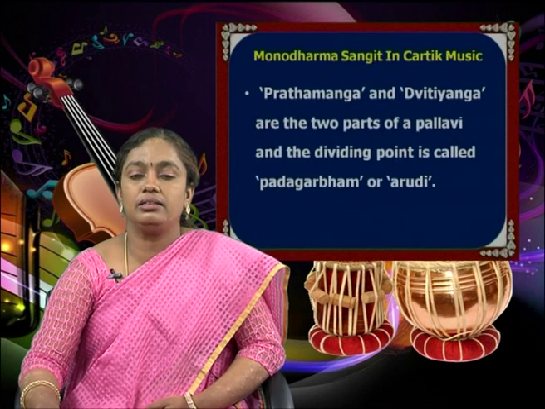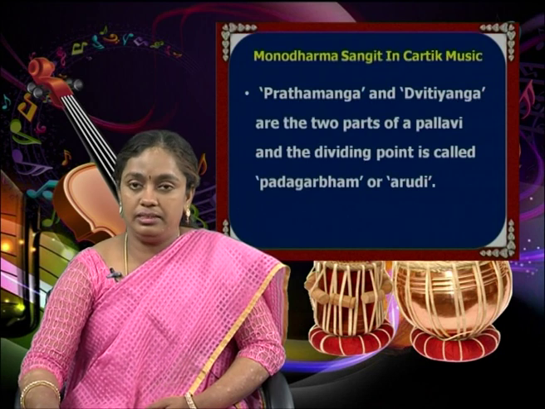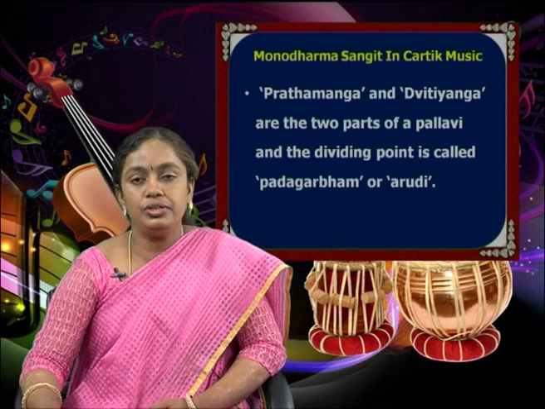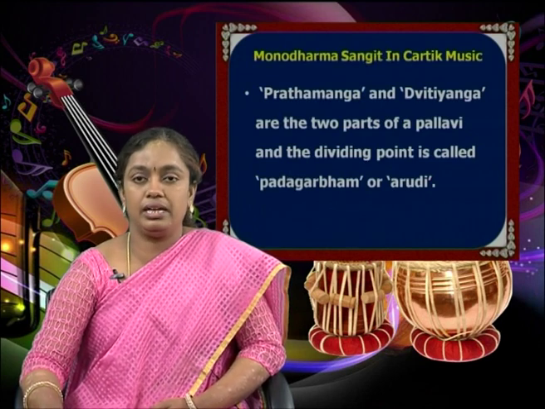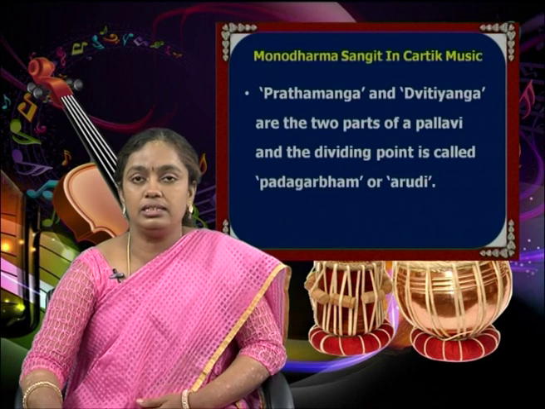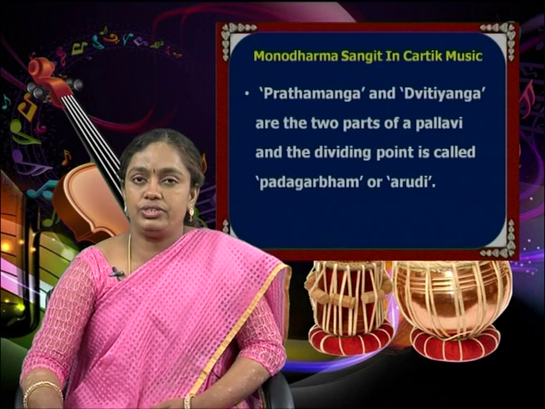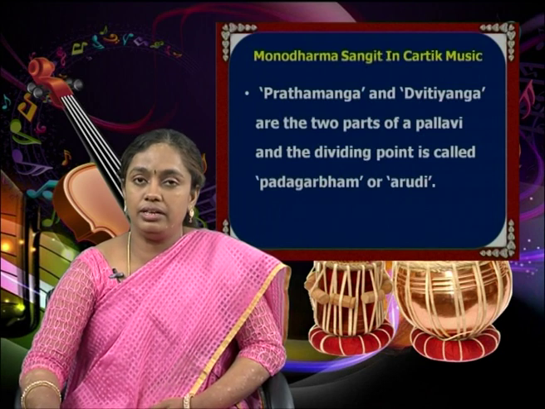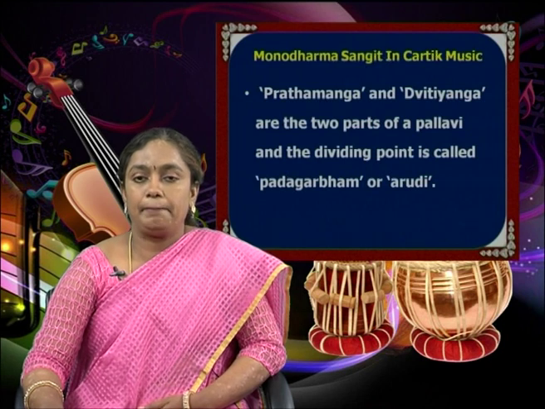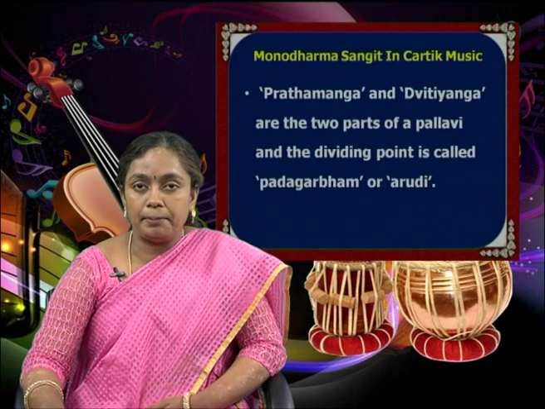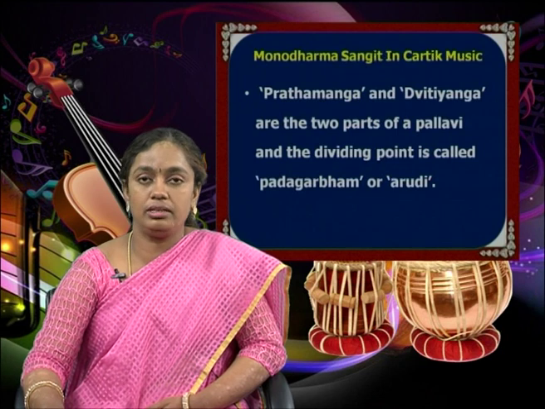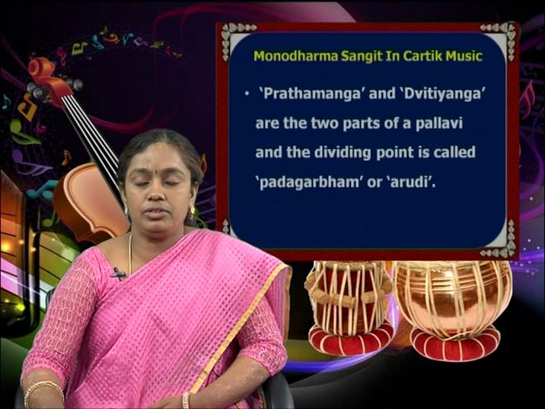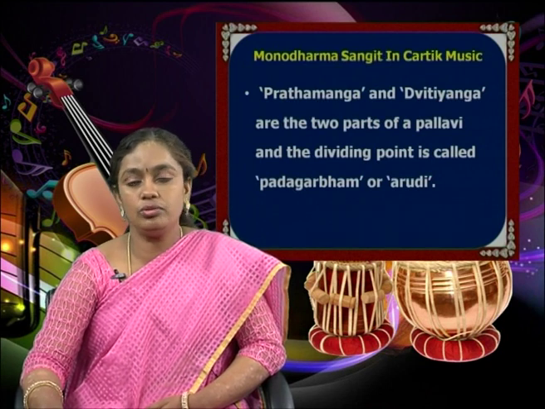Prathamanga and Dvitiyanga are the two parts of a Pallavi, and the dividing point is called Padagarbham or Arudhi. I just want to explain these themes of Prathamanga and Dvitiyanga. Prathamanga is the first speed that is taken in the first part of singing of Pallavi, and Dvitiyanga is Niraval, Swarakalpana and Padagarbham. Padagarbham means you have to make all the three speeds, first, second and third speed, of Pallavi singing. Again after showing the Trishram you have to come again to Padagarbham.